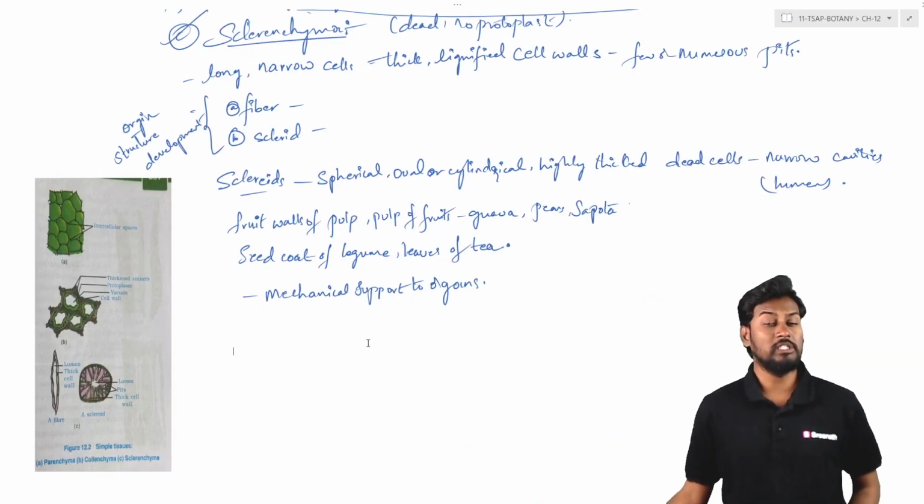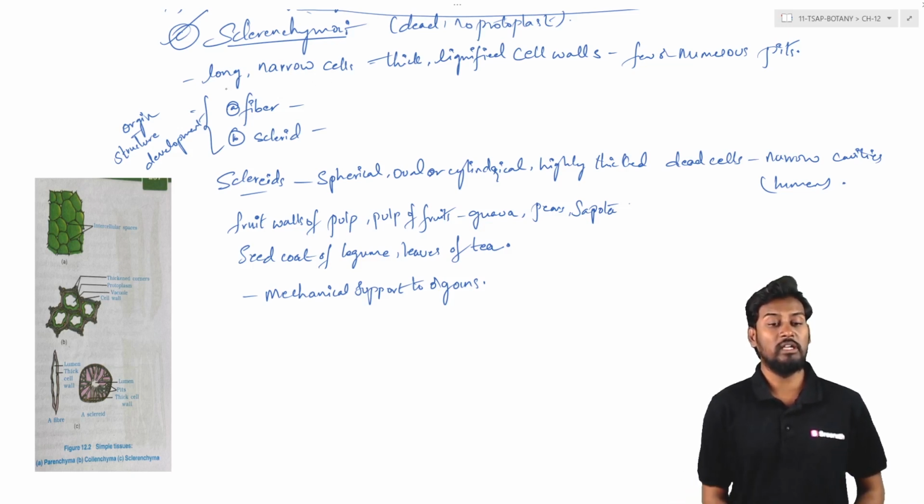So coming to the third type, called sclerenchyma, which is a dead tissue which doesn't contain any protoplasm. So sclerenchyma cells, or the tissue, don't contain the protoplast and are generally dead in nature. Here we can see they are long narrow cells consisting of thick lignified cell walls.